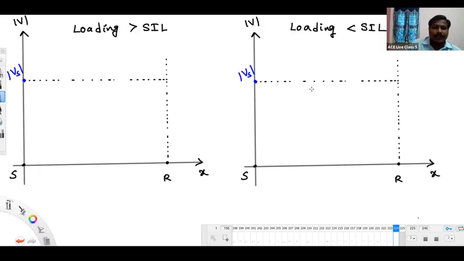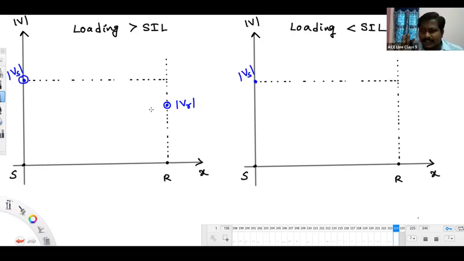Look at the first one. In case of loading greater than SIL, your receiving end voltage magnitude is low compared to sending end voltage magnitude. So this point is the receiving end voltage magnitude, mod VR. And how is the voltage from sending end side to receiving end side? It is continuously decreasing.